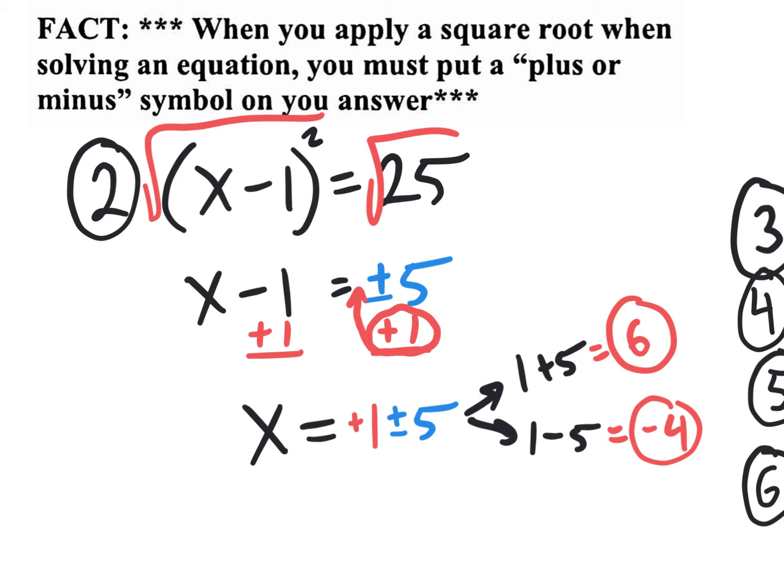I mean, you could even double check your answers by plugging them in. 6 right in here. 6 take away 1 is 5. 5 squared is 25. Negative 4 plugged in is negative 4 minus 1 is negative 5. Negative 5 in parentheses squared is also 25.